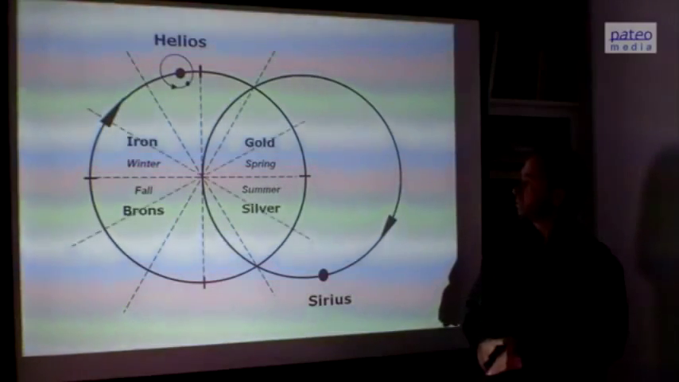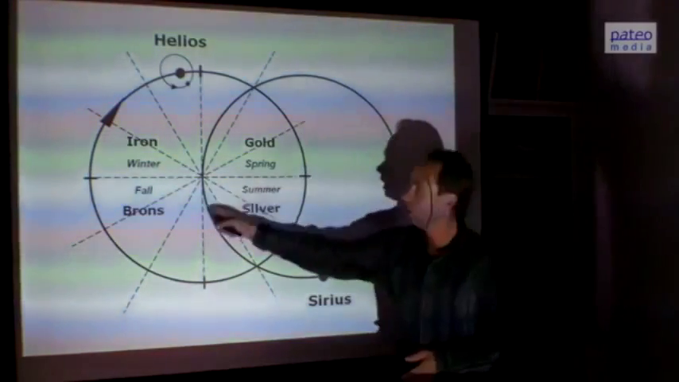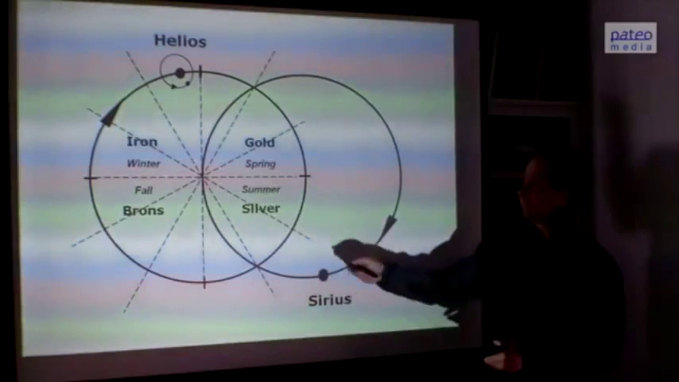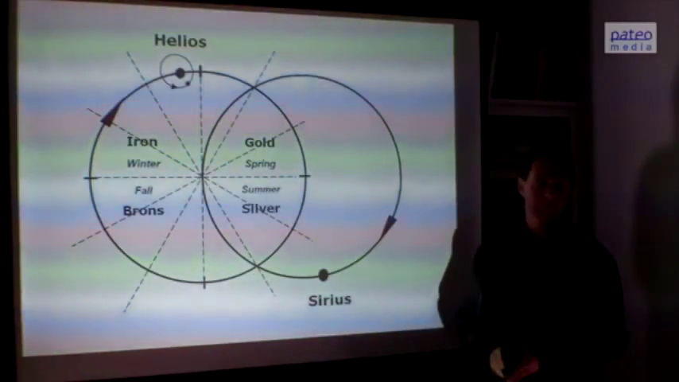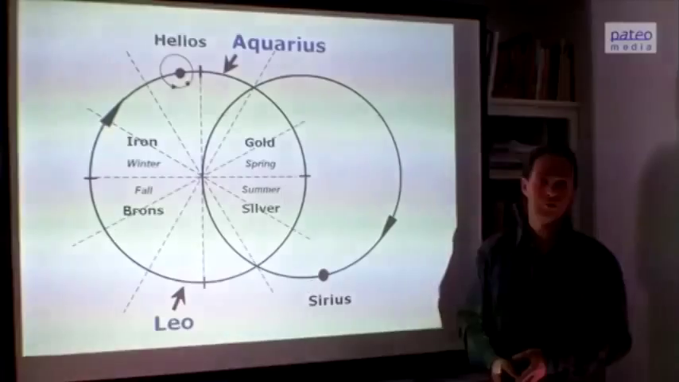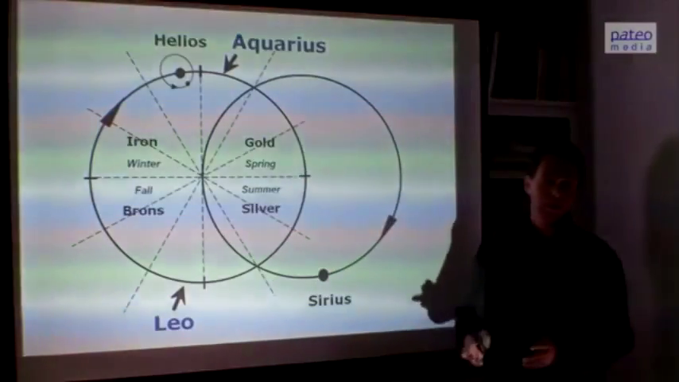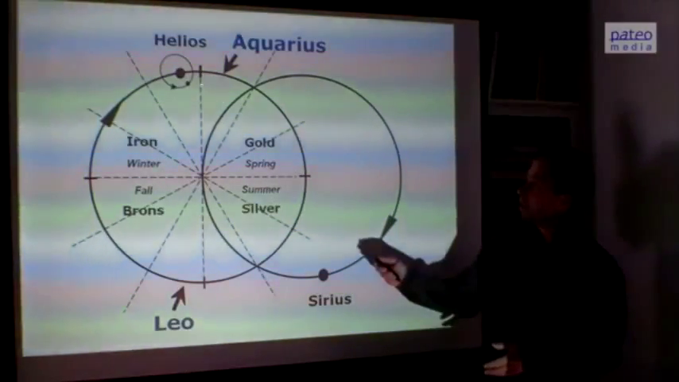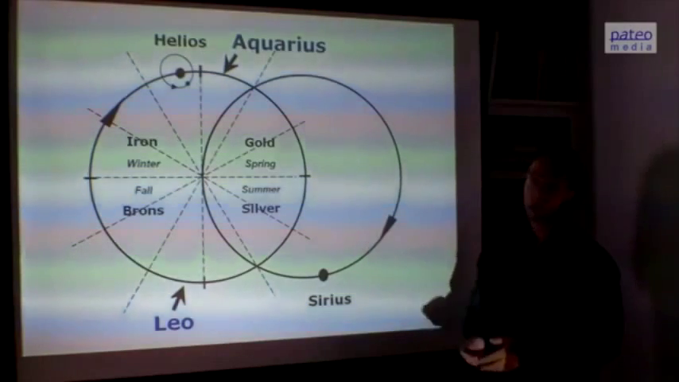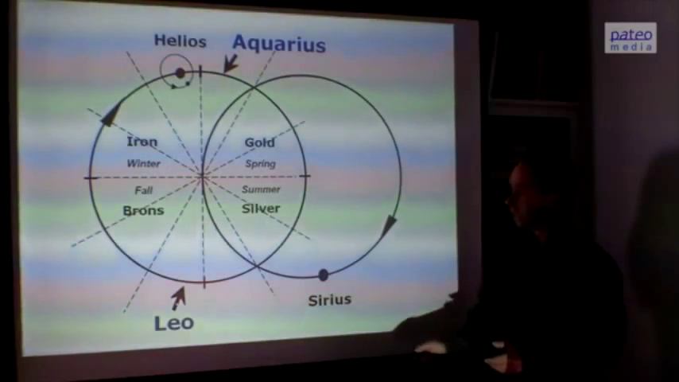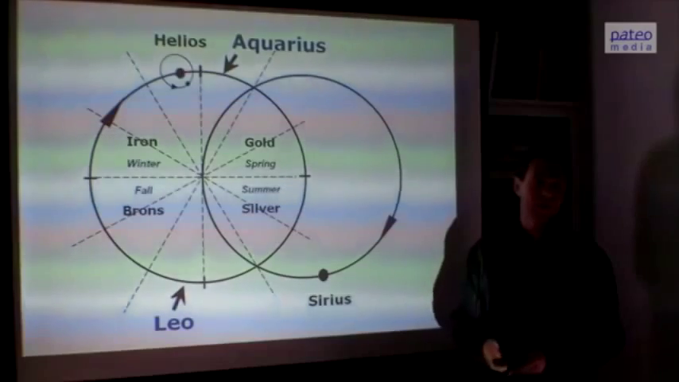Let's draw more lines. Yeah, we draw also these two. Now we get 12 different parts. And these are of course the eons or the ages. So we're now about to enter the period of Aquarius, the age of Aquarius, and at the other side we find the eon of Leo.